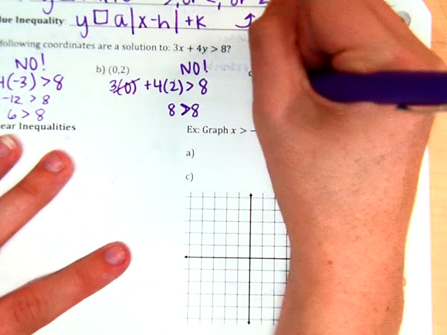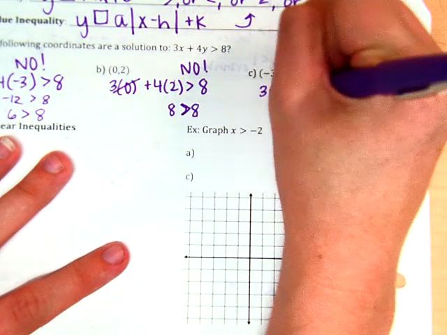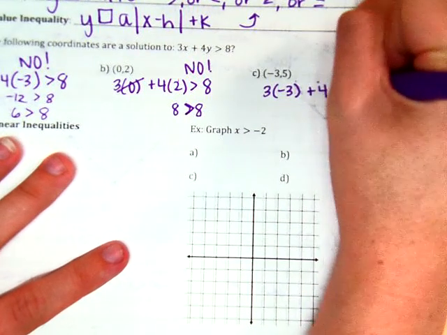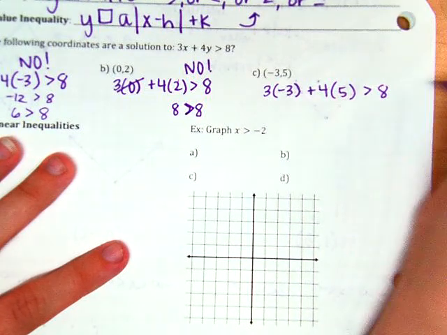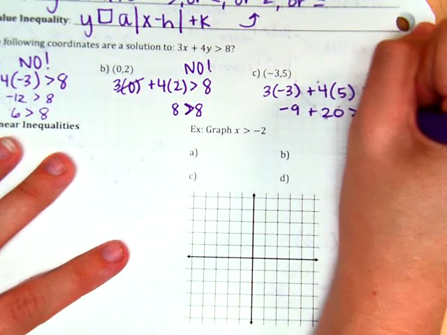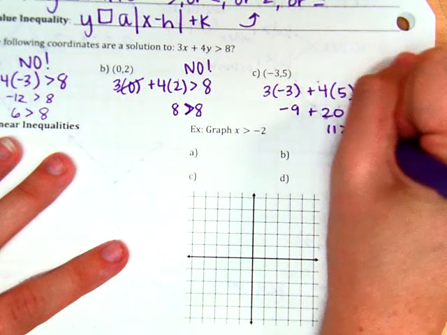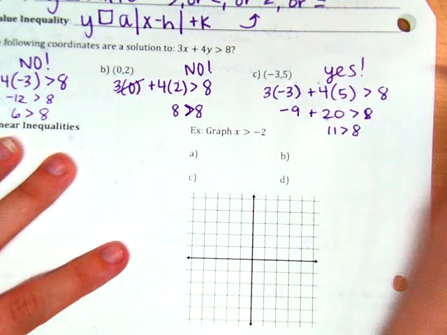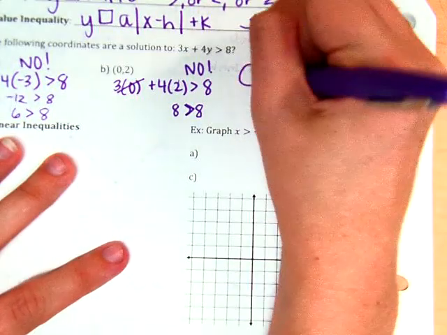Let's see if we got one that's going to be a yes. 3 times negative 3 plus 4 times 5 greater than 8. So I got negative 9 plus 20 greater than 8. 11 greater than 8? Yes. There's my solution. That one right there.